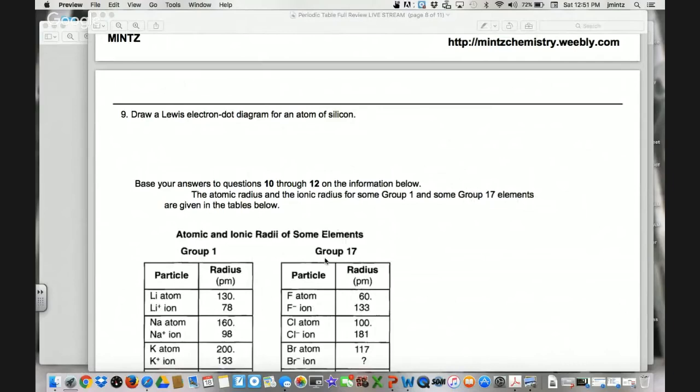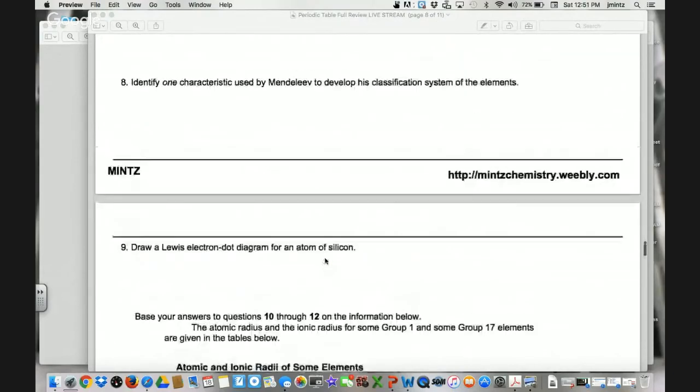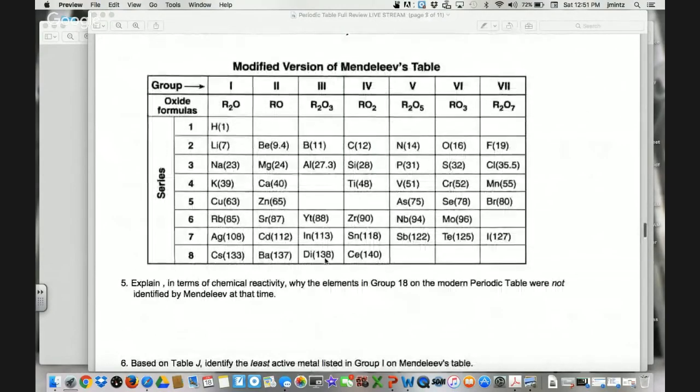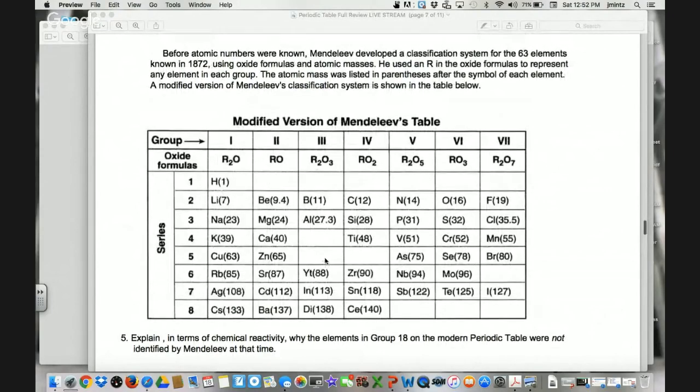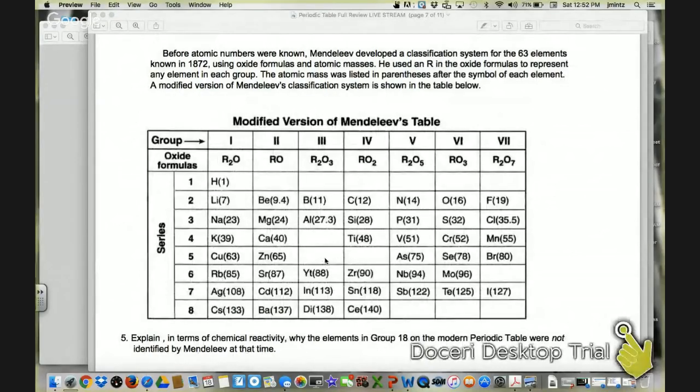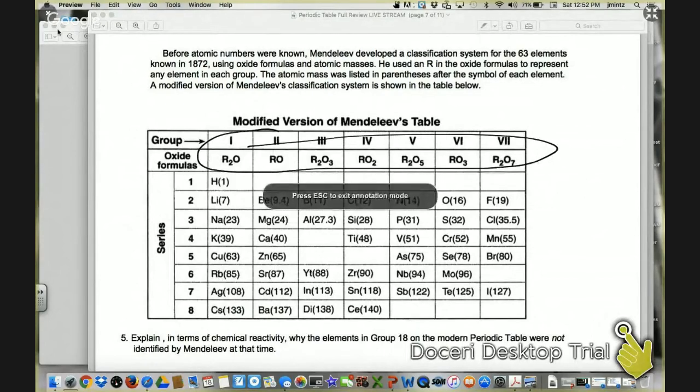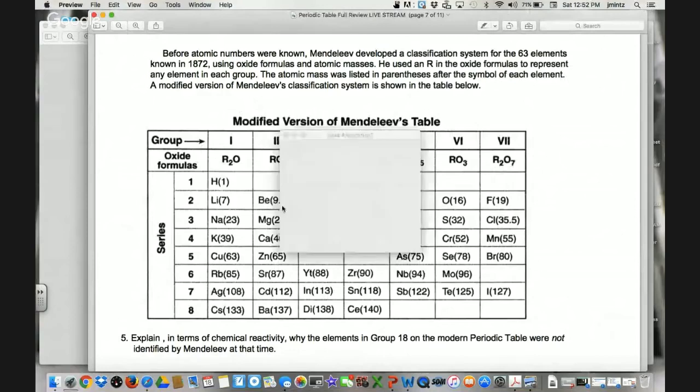So Danny's asking about an oxide formula. Let me go back up to this problem. An oxide formula basically means something that reacted with oxygen in an ionic sort of way. The oxide formulas here are all on the top, and I'll highlight them for you. So these are the oxide formulas. Just something that reacted with oxygen is an oxide formula. Okay. All right, let's check on some more questions.